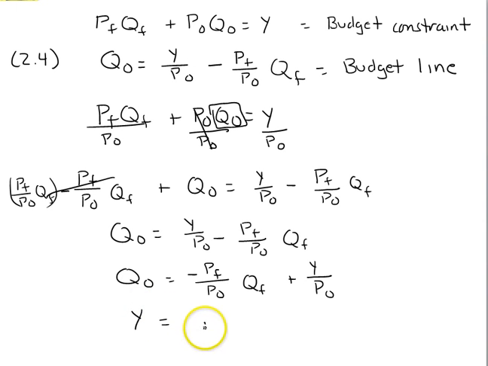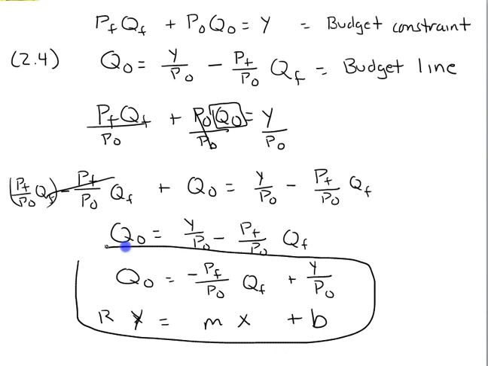Y equals mx plus b, where this y we're going to call r so we don't confuse it with income. But what you have right here is translated the budget constraint into a budget line. Let's move on and see how we might plot that budget line using what we have.